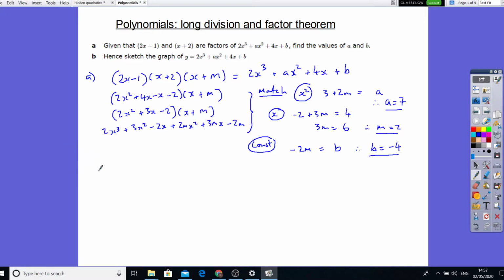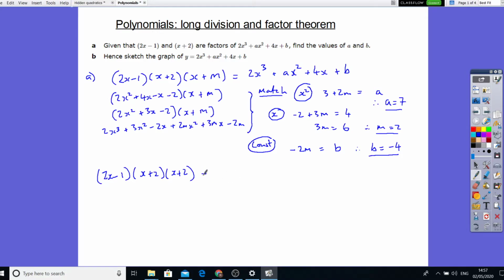Great. Now what we've done here is we found what a and b is, so now we can write this down and we know what m is. So basically what we're saying is 2x minus 1 multiplied by x plus 2 multiplied by now x plus m. M is 2, so that will be x plus 2, so that's going to be a double root here.